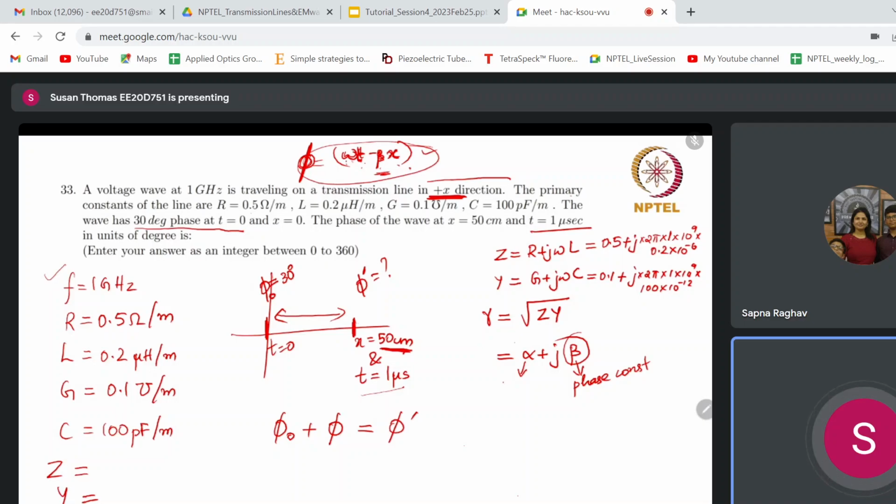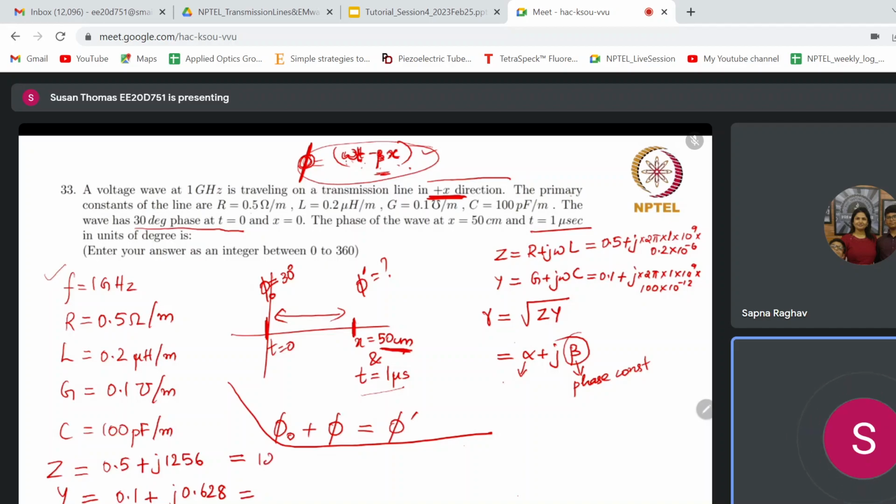So let me write out Z is 0.5 plus j 1256 and Y is 0.1 plus j 0.628. Now convert this rectangular to polar. So if you convert, this becomes 1256 angle 90. Convert this Y to polar, this becomes 0.64 angle 81.